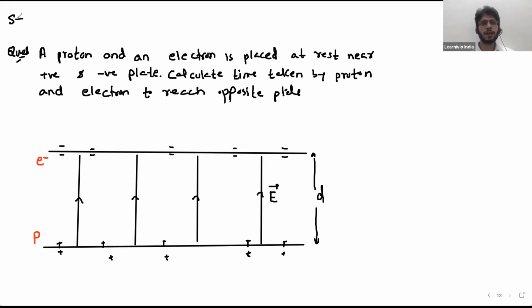Okay, tell me one thing. In class 11, you must have done this expression: s is ut plus half a t square. Amalia, what is a in this expression? Acceleration. Mariam, what is u? Initial velocity. Sania, what is s here? Displacement. Okay, let's start with the proton.